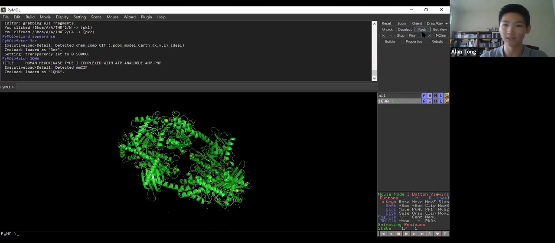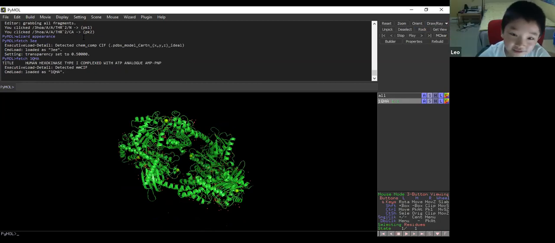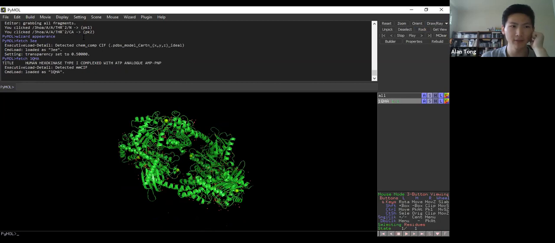Yes, Leo. What is PyMOL? PyMOL stands for, I think, Python, because it was made in Python. And then I think the MOL stands for molecule. So it's a program that you can use to look at molecules. Right? Proteins are just really big molecules.